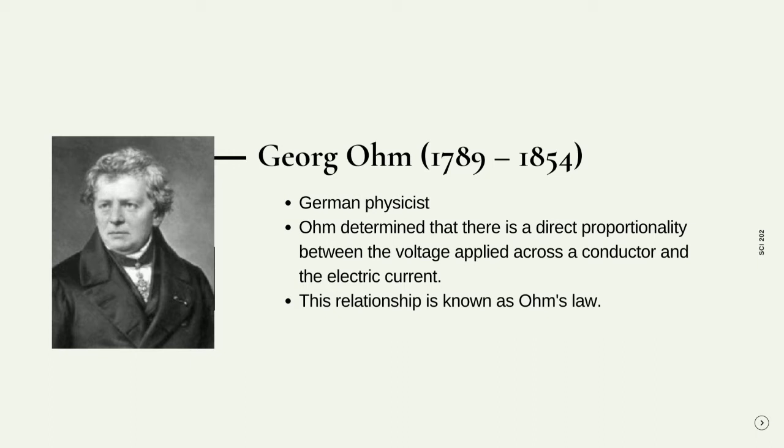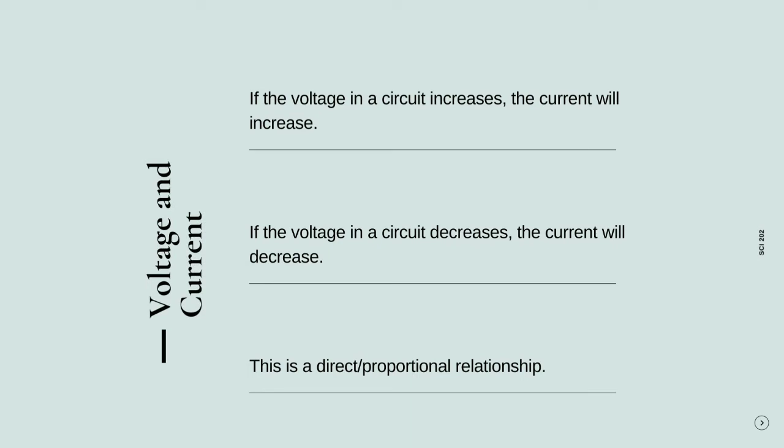Ohm determined that there is a direct proportionality between the voltage applied across a conductor and the electric current. This relationship is known as Ohm's law. Voltage and current relationship. If the voltage in a circuit increases, the current will increase. If the voltage in a circuit decreases, the current will decrease. This is a direct proportional relationship.